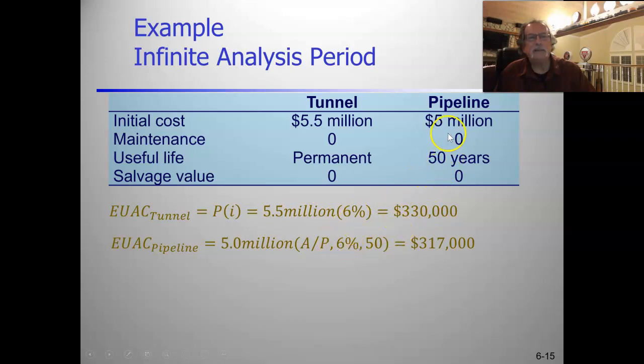Now, if we take $5 million today, and every 50 years, we can annualize the first $5 million. We come up with $317,000. And every 50 years, we're going to annualize another $5 million. And so we're going to actually have an infinite cash series of $317,000.